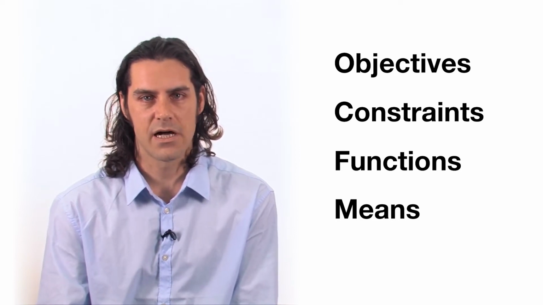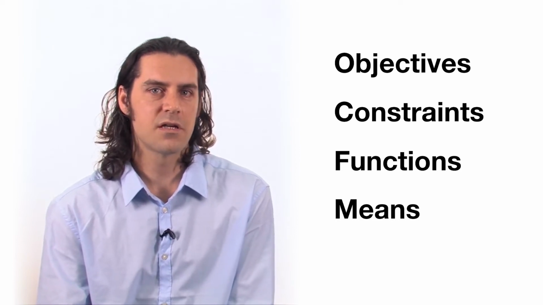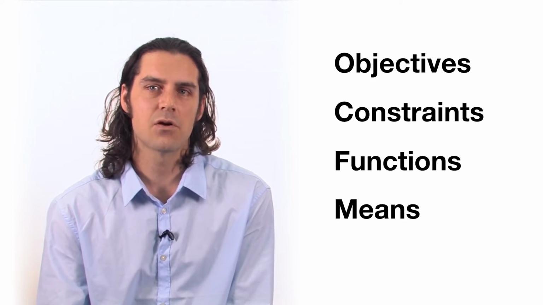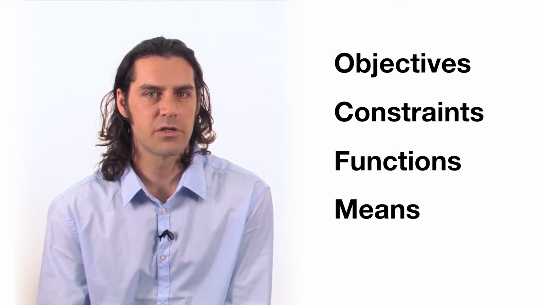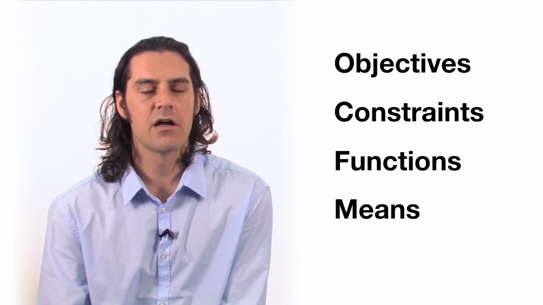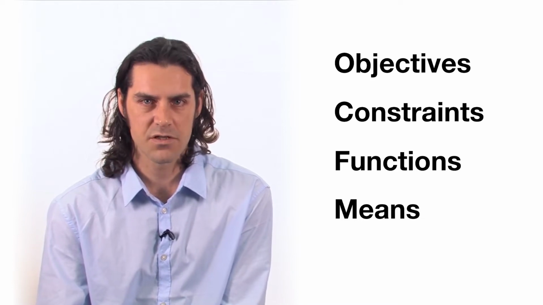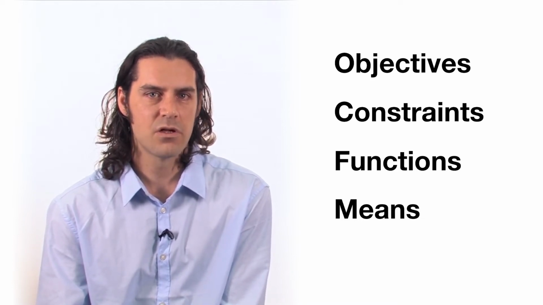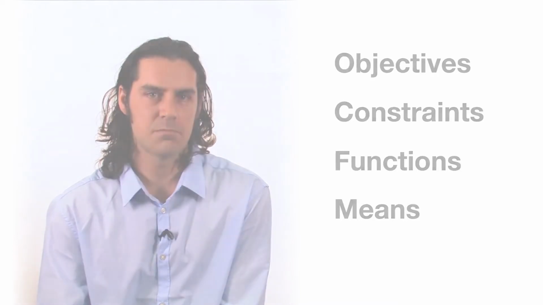Over the next several slides, we're going to review what the objectives, constraints, functions, and means are. We'll define them and give a short explanation for each. We'll also identify where you can find information which will inform each of them. And finally, we'll give an example which is relevant to the water bottle design problem.